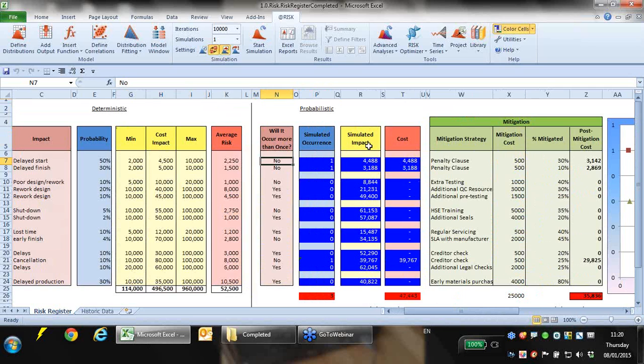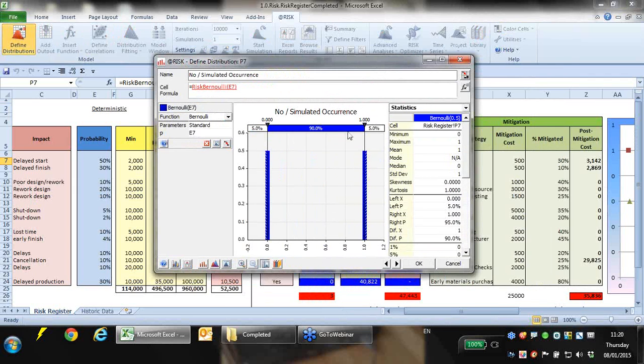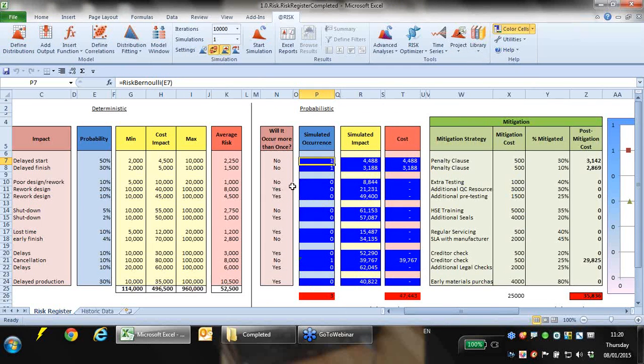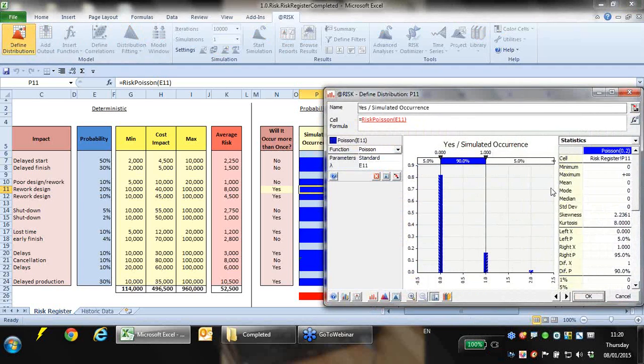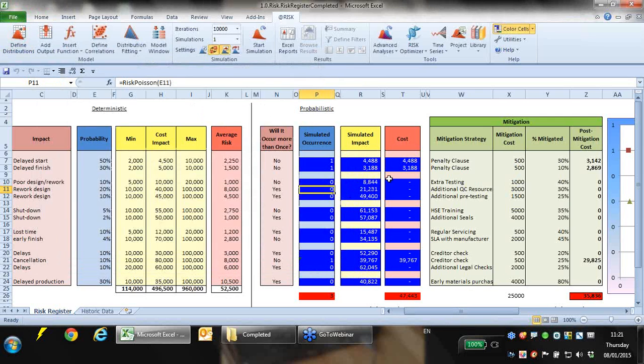Now there's an extra element here. This is, will it occur more than once? So some of these risks can only occur once, so they're kind of yes, no. Does this risk happen, yes or no? But some risks can happen on more than one occasion. And for that, we've got different types of distribution. We've got something called a Poisson distribution, but we could also use maybe a discrete distribution instead, where risk events can happen more than once. And if they happen more than once, they get counted more than once.